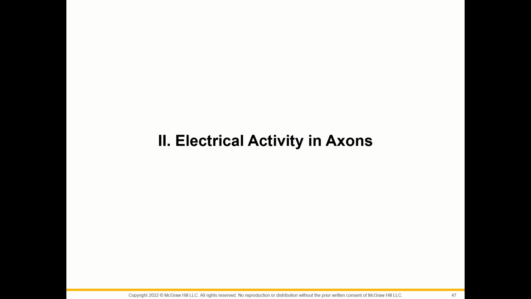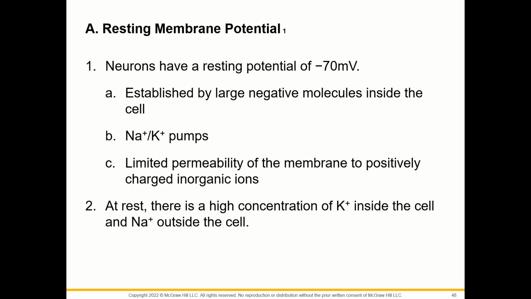All right, so now let's go to the electrical activity in axons. Here we go. This is the meat and potatoes of this chapter, because this is physiology. I believe in meat and potatoes. The fixins are nice, but the meat and potatoes are the essentials.